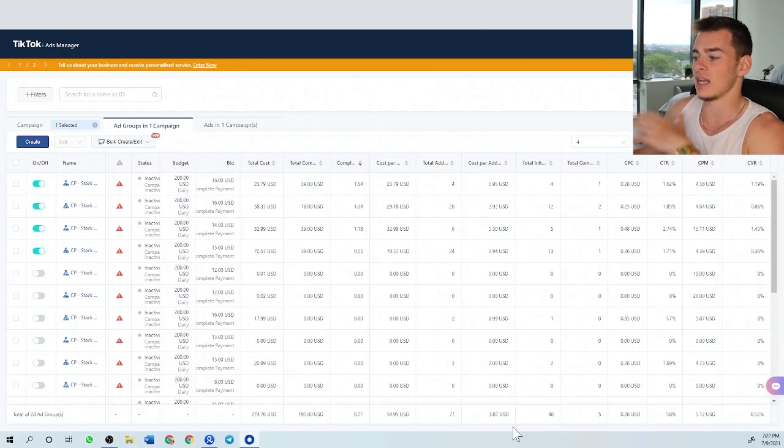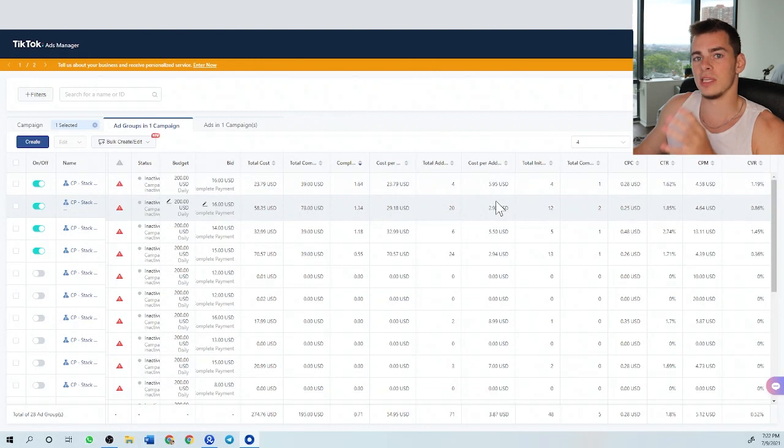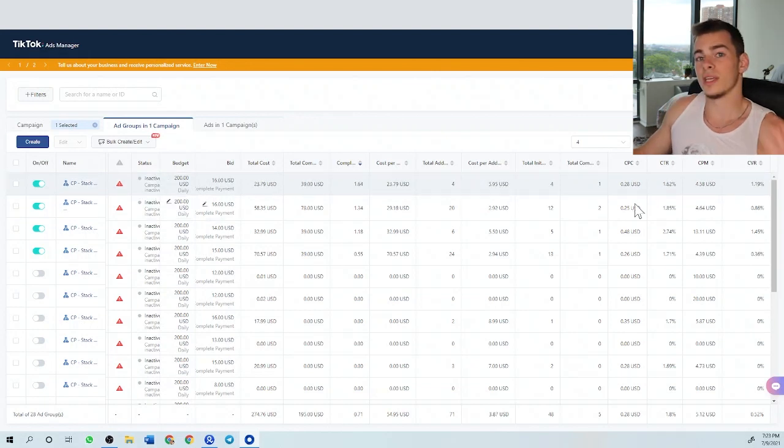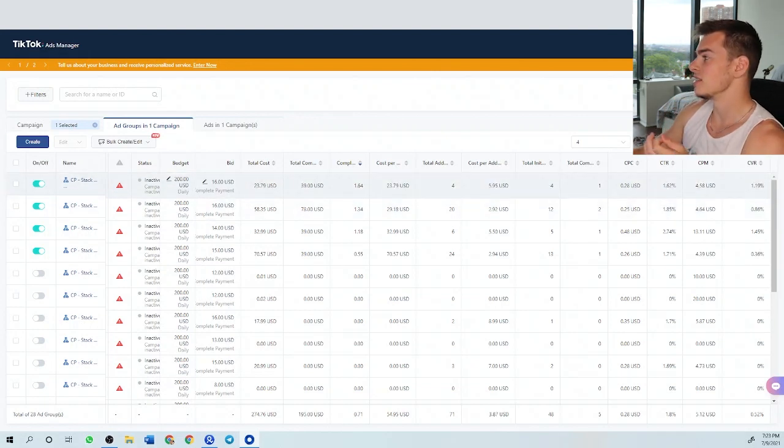But since we didn't hit that, we had to go back to the drawing board and see what was going on. A good way to figure out the problem is by looking not only at the add to cart to purchase ratio, but also at how the cost per add to cart on the complete payment campaign compared to the add to cart campaign, because it shouldn't be that much higher.